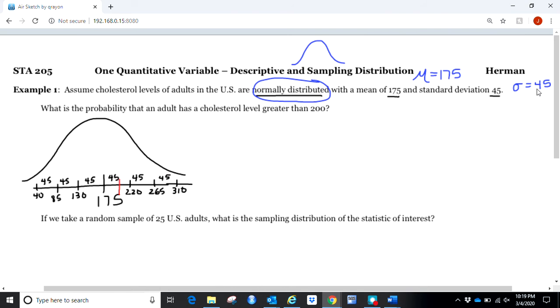Now it asks me to find the probability that it's greater than 200. So 200 falls roughly about here. So it's between 0 and 1 standard deviation above the mean, right? Because this is 1 standard deviation above. And then since it says greater than 200, that's going to tell me to shade to the right. Now it's like we're back in the normals notes.